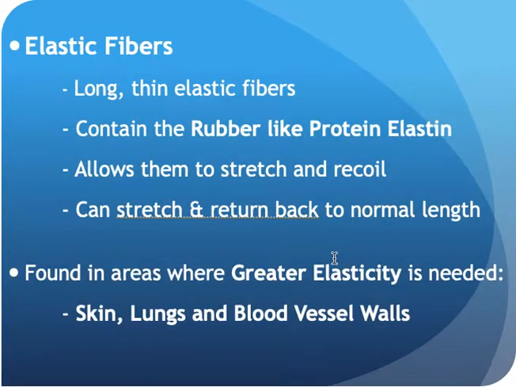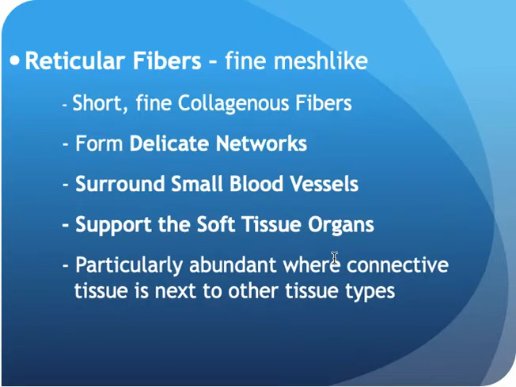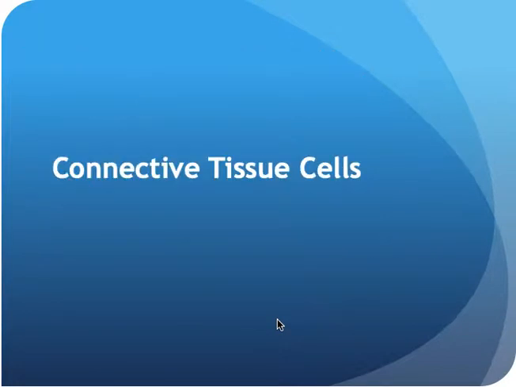Okay, so now we get to the last one, which are our reticular fibers. Anytime you see reticular, you want to think that they're a little more delicate. They're fine, mesh-like, short, fine collagenous fibers. They form delicate networks and surround things that are a little more delicate, so they surround small blood vessels and support soft tissue organs. They're particularly abundant where connective tissue is next to other types of tissues. But think of them as being a little bit more delicate.